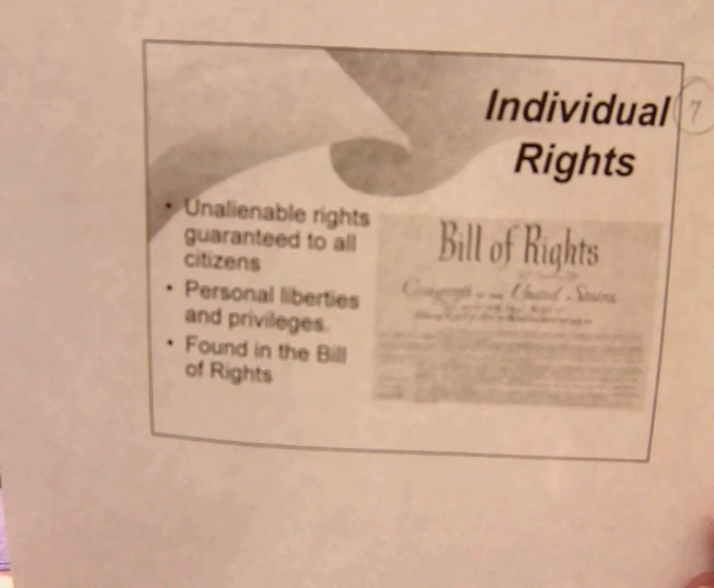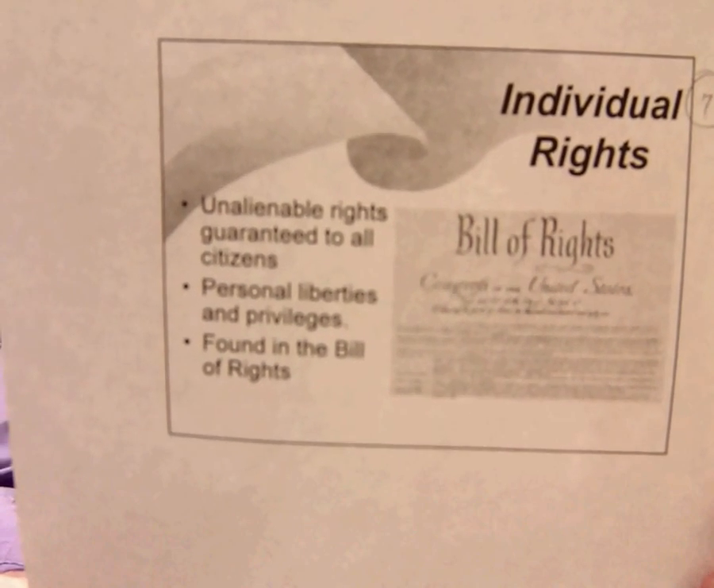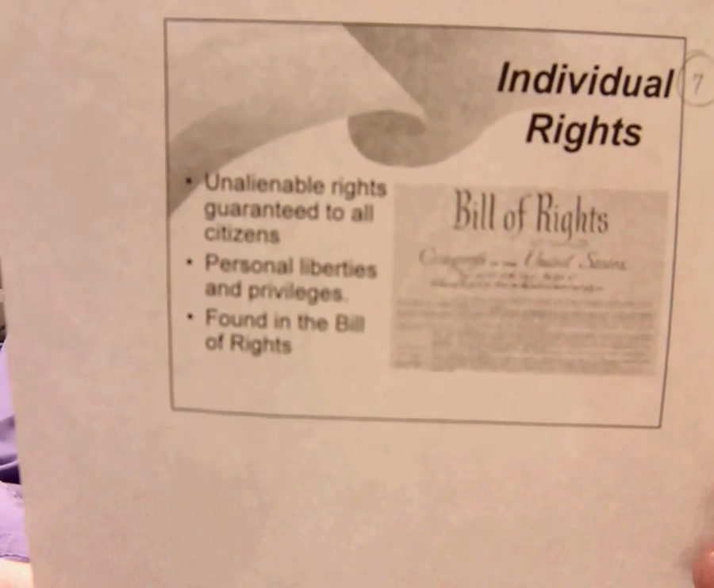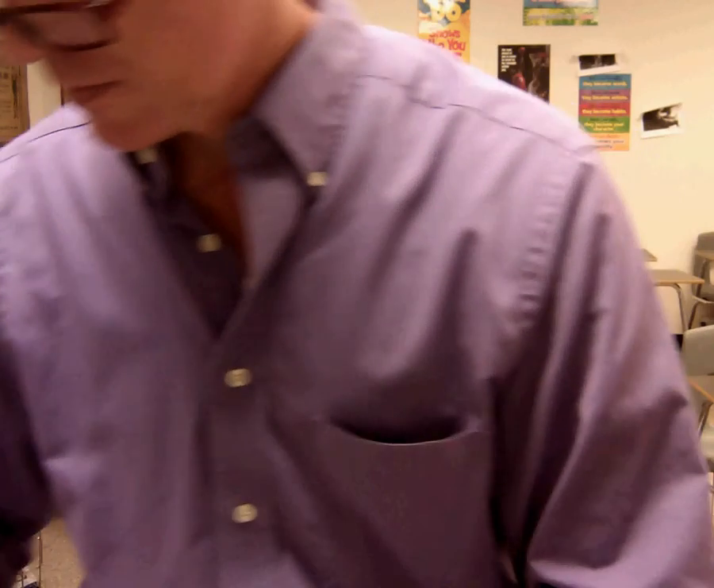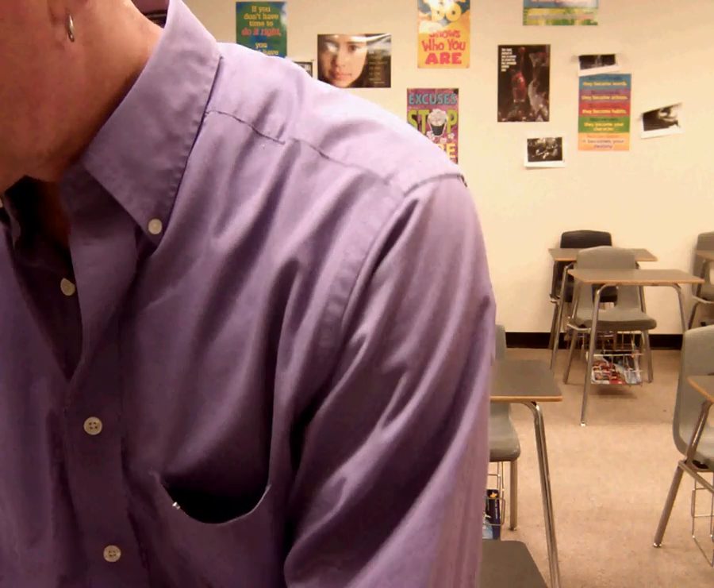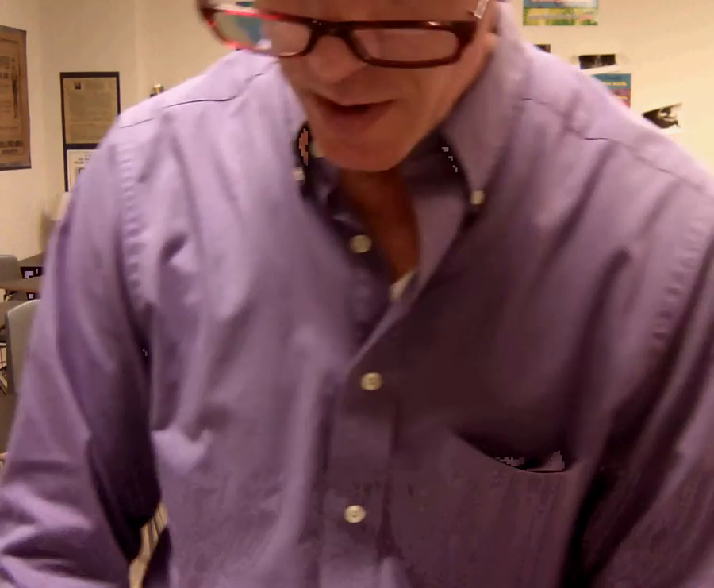Unalienable rights guaranteed to all citizens. Personal liberties and privileges. They are found in the Bill of Rights. So again, you'll need to have those not super memorized, so you're not writing from memory. This is not short answer. But you will have to know them well enough to use a word bank, and you will have to know them well enough so that you can identify the correct definition to a scenario that it matches, okay, like we did in class.